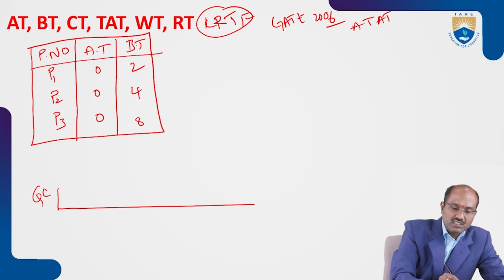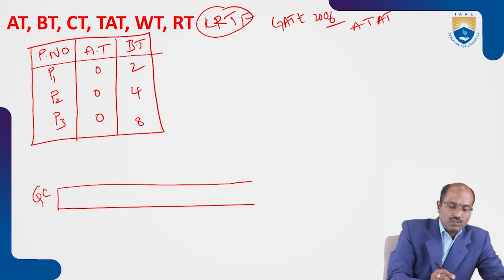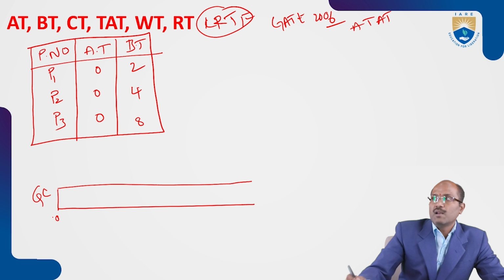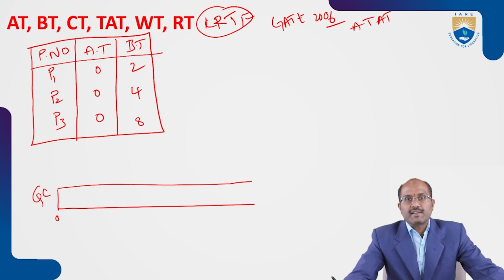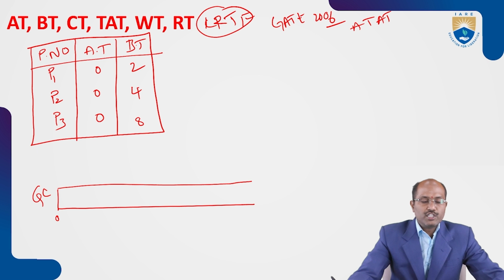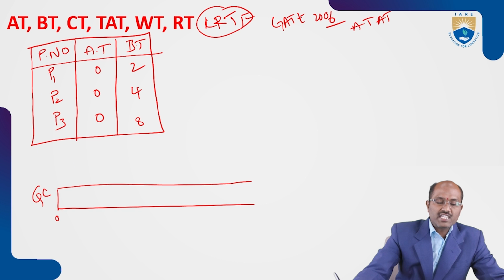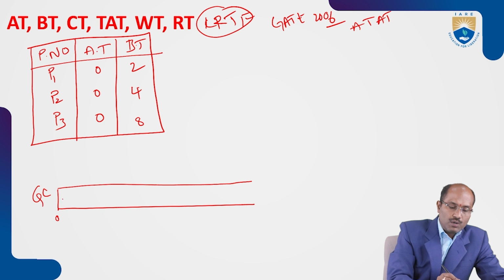See, all processes arrived at the 0th interval of time. So at the 0th interval of time, all processes arrived for execution. The longest process has burst time 8, so that is process P3. But it does not execute for 8 units.